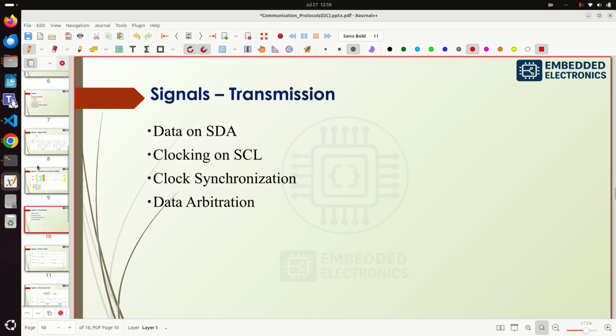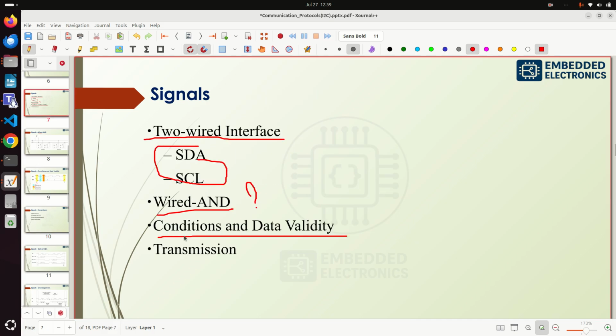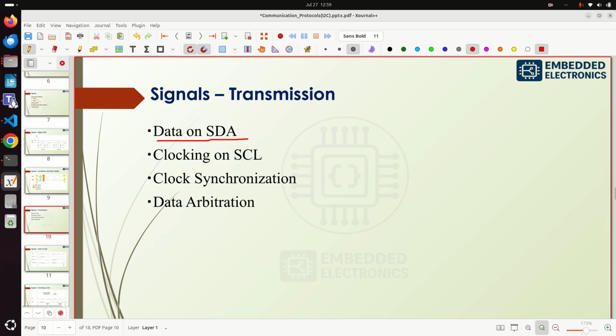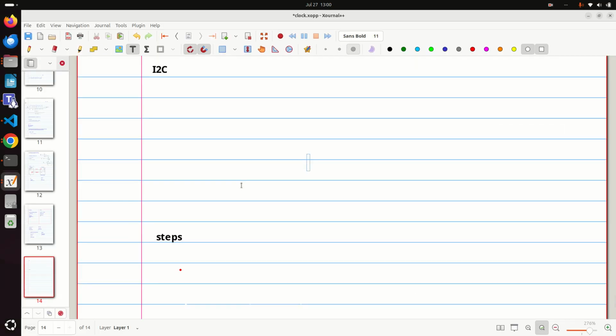So now we have finished with conditions and data validity, and next is the transmission. Here you can see data on SDA transmission. There is only one data line, and using that line the master is transmitting and the slave is receiving, and the slave is transmitting and the master is receiving, isn't it?